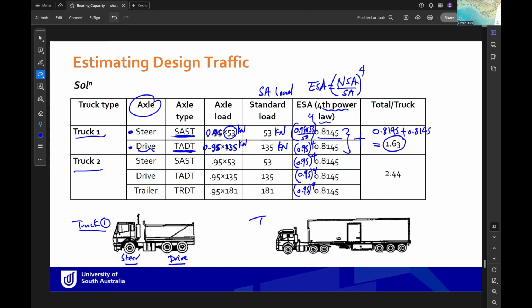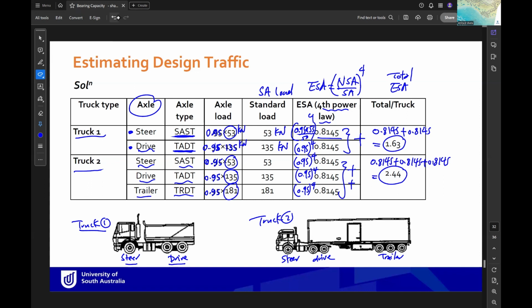And similarly for the second truck, truck 2, we have steer, drive and trailer. For steer, it is a single axle, single tire; drive is a tandem axle, dual tire; and trailer is a tri-axle, dual tire. All of them are 0.95 of the standard load. The standard load for the first one, single axle, is 53, tandem axle is 135, and tri-axle is 181. So all of them will be the same. So the final, or total, ESA for this truck will be the summation of the three values, which is 0.8145 plus 0.8145 plus 0.8145. So 2.44 is the total ESA for this truck.